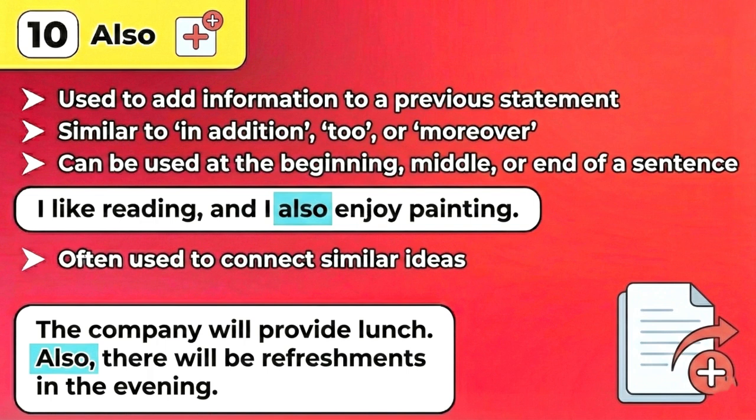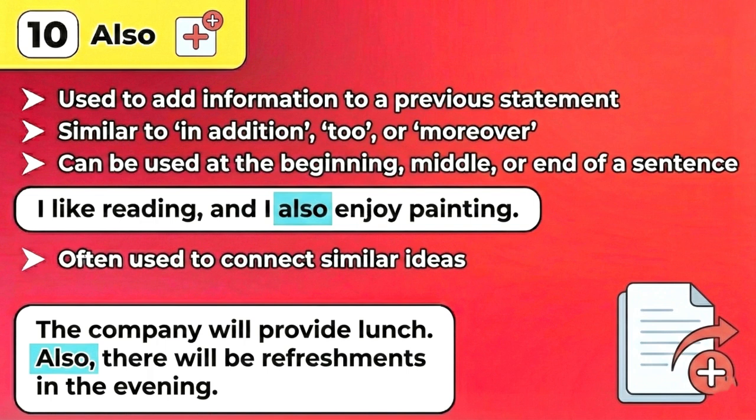Also: used to add information to a previous statement, similar to in addition to or moreover. It can be used at the beginning, middle or end of a sentence. I like reading and I also enjoy painting. Often used to connect similar ideas. The company will provide lunch also. There will be refreshments in the evening.